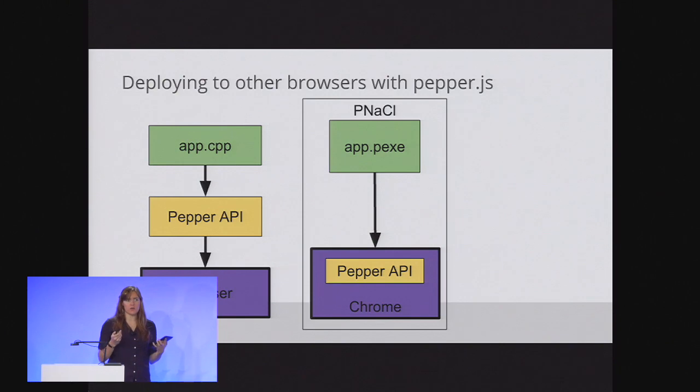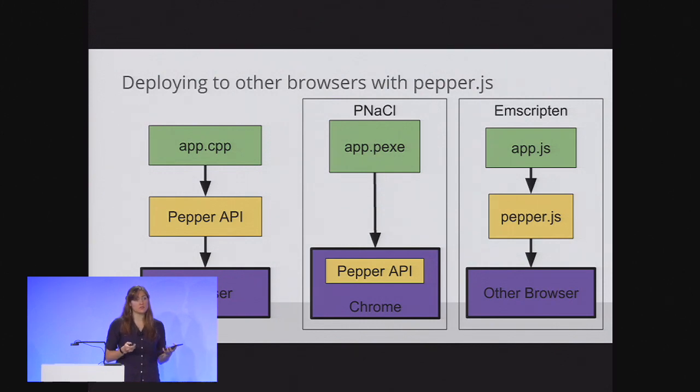Now, if you want to run your application on another browser, you'd compile your C++ file using Emscripten into a JavaScript file. Now, that would start trying to talk to the Pepper API, but that's not implemented on another browser. We've created a solution called Pepper.js. This links up the calls in your JavaScript application to the JavaScript APIs in other browsers. Now your application can run on multiple browsers.